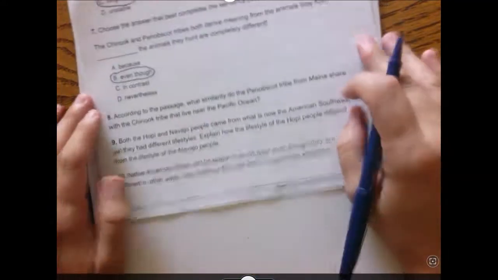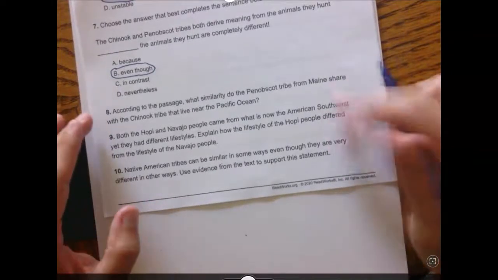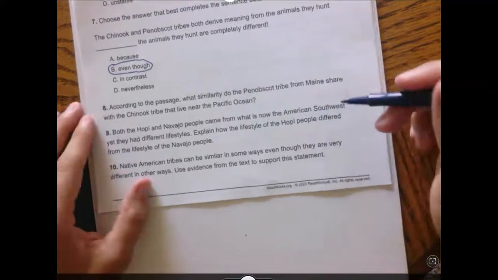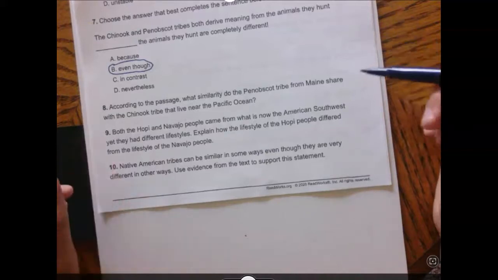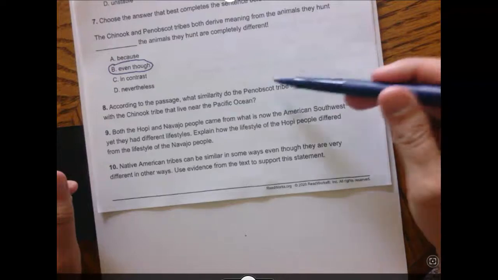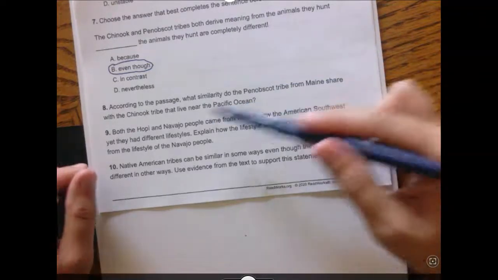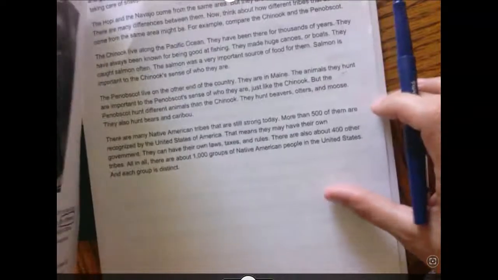Okay, for number 8, 9, and 10, I would recommend getting a separate sheet of paper to answer these, but if you can write in the space right there, you are welcome to. Try to use race when you are answering these questions. According to the passage, what similarity do the Penobscot tribe from Maine share with the Chinook tribe that live near the Pacific Ocean? Let's go back to the story, and it talks about what they share.